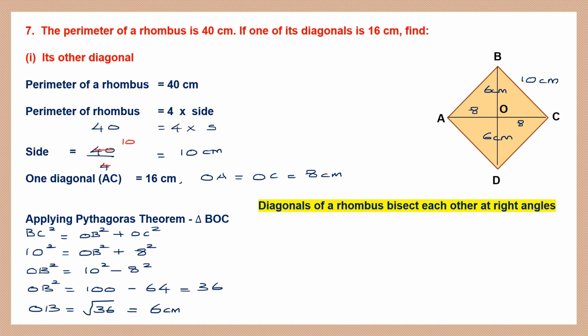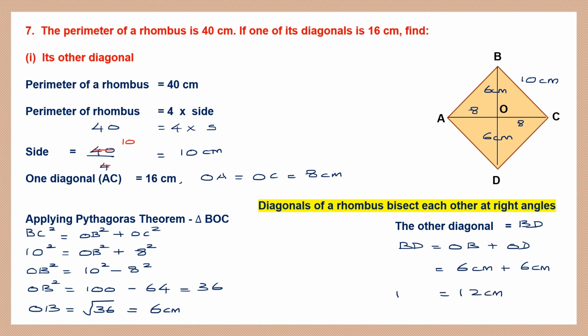So now we can find the length of BD, isn't it? We just have to add up OB plus OD and we will get the length of BD. So let's begin by saying the other diagonal, which is BD. So BD is equal to OB plus OD. And how much is OB? OB is 6 centimeters and OD is also 6 centimeters. So together 6 plus 6 is 12 centimeters. So the other diagonal BD is 12 centimeters and we have got our answer.